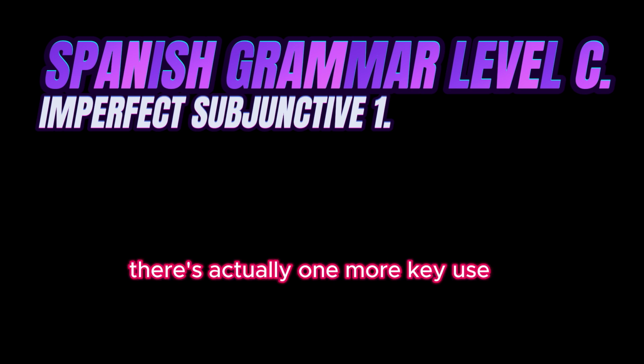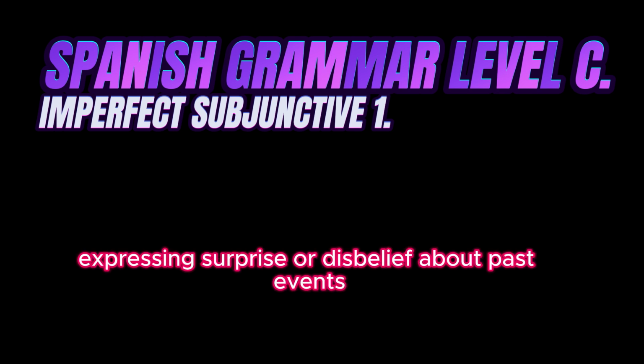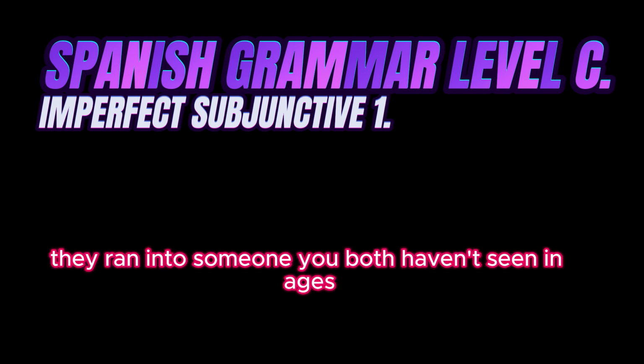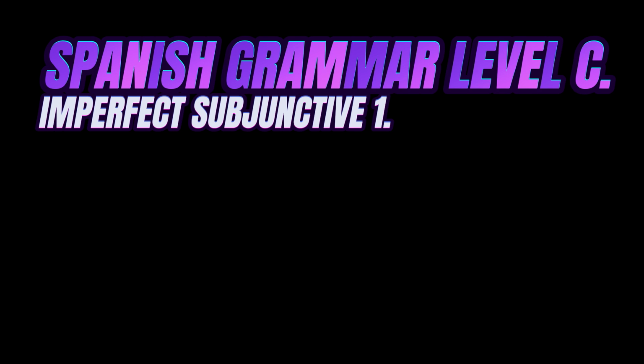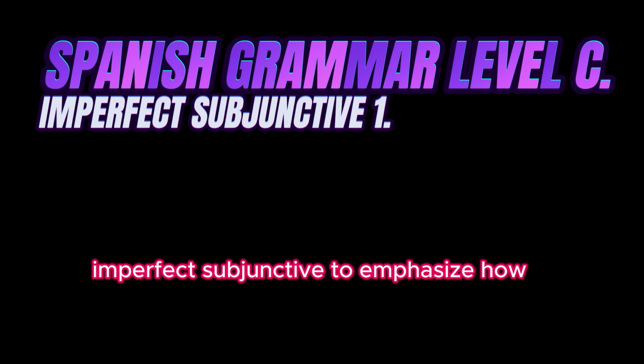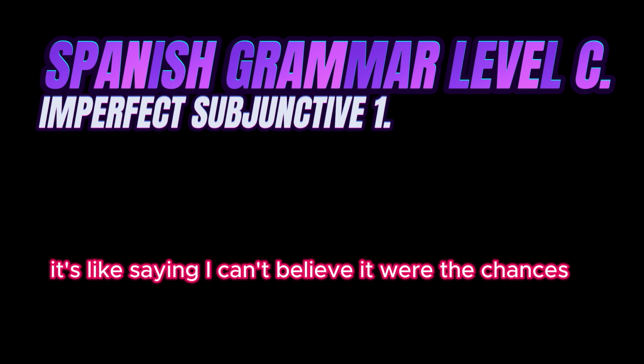There's actually one more key use highlighted in the textbook that's worth exploring: expressing surprise or disbelief about past events. Let's say a friend tells you they ran into someone you both haven't seen in ages. You could express your surprise by saying, "No me digas. Qué raro que estuviera por aquí." You're kidding. How strange that they were around here. So you're using the imperfect subjunctive to emphasize how unexpected or unusual the situation was. Exactly. It's like saying, "I can't believe it. What are the chances?" That's brilliant.